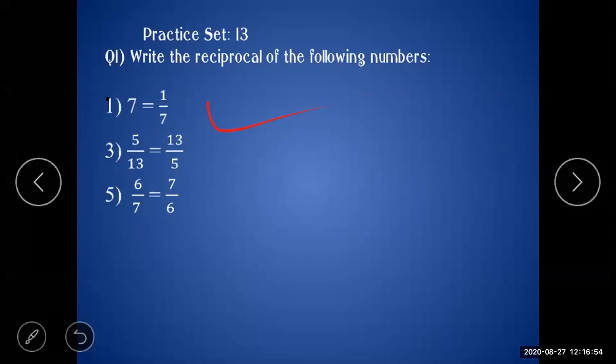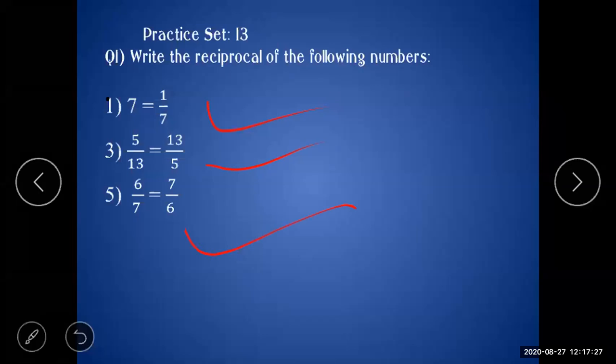The next number is 5 upon 13. Reciprocal and multiplicative inverse are the same. So the reciprocal of 5 upon 13 will become 13 upon 5. The next is 6 upon 7. Reciprocal means you have to do the opposite. So the opposite of 6 upon 7 will be 7 upon 6. I hope you have understood what is reciprocal.